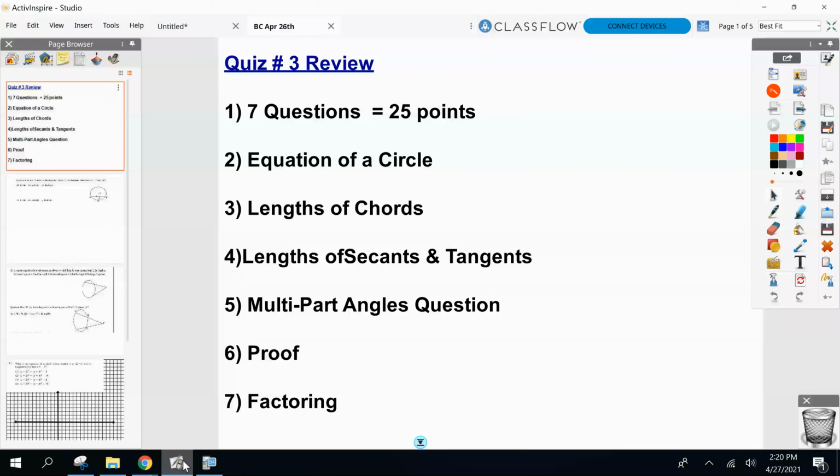Just to remind you guys what's on the quiz tomorrow, what I put up in class yesterday. Those are all the topics. I'm going to do a couple of questions that I did with students yesterday after school for the review, just to be fair. And then whatever questions you guys have, feel free to ask.